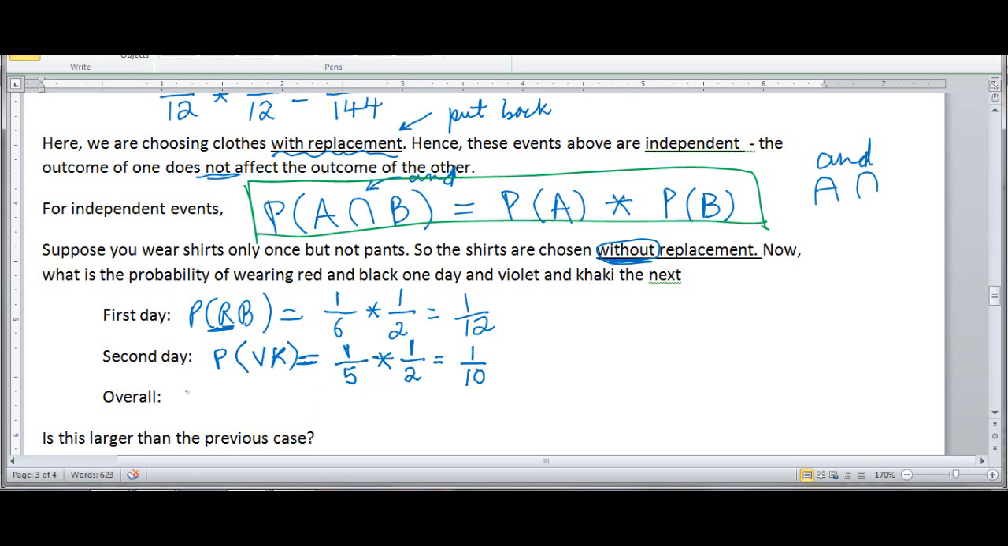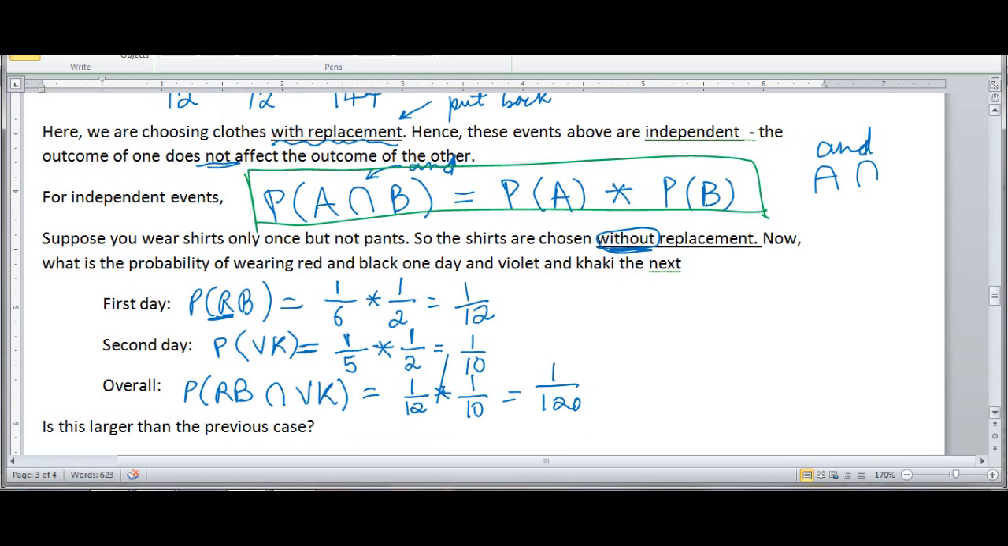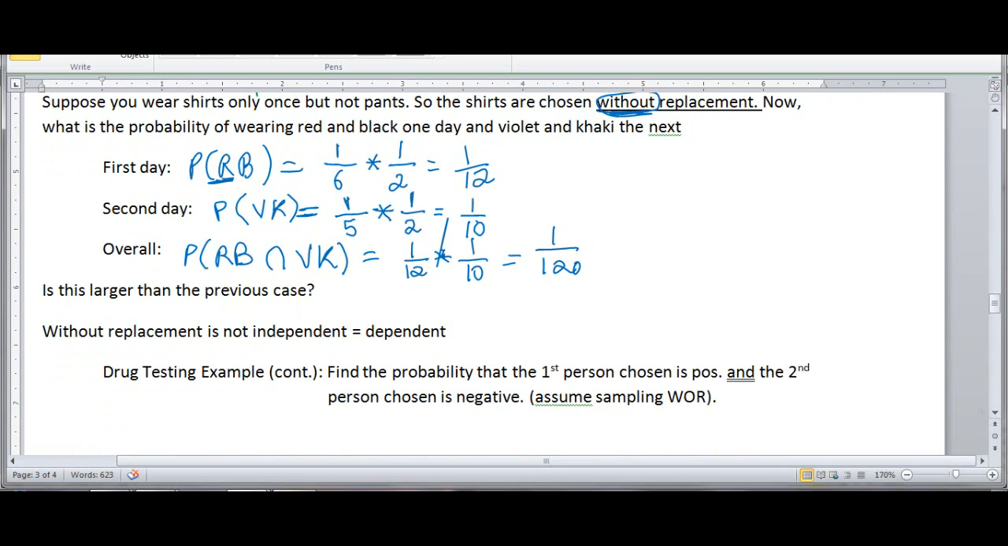1/10. So if I want to look at it overall, what's the chance of wearing red and black one day and violet and khaki the next? Again, I would multiply. This is a multiplication sign. So that is 1 out of 120. This is the probability of wearing red and black one day and violet and khaki the next day, assuming the shirts are chosen without replacement.